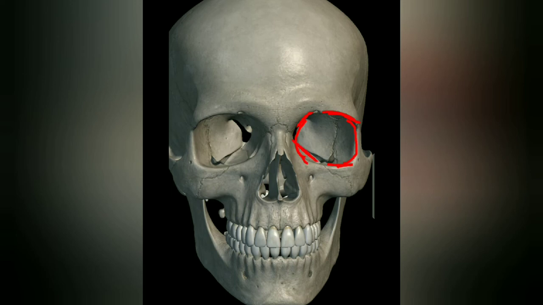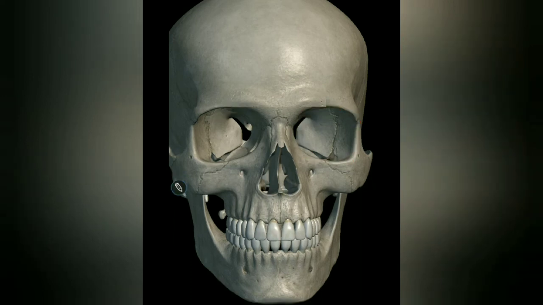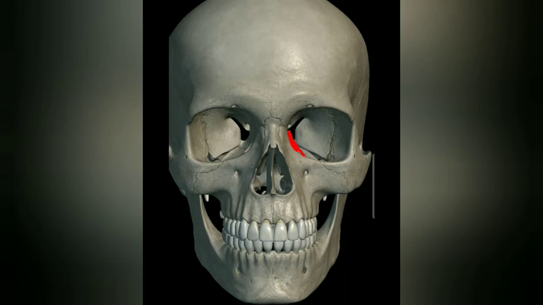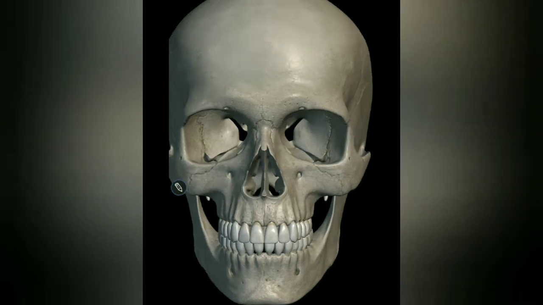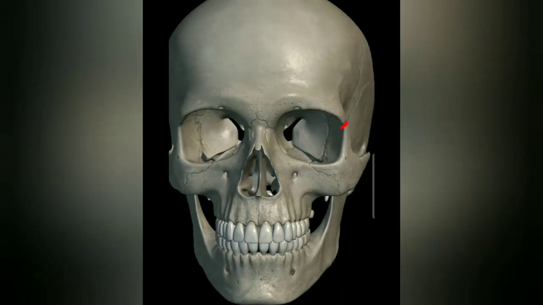The medial margin was formed by the frontal bone above, the frontal process of maxilla bone, and the lacrimal crest. The lateral margin was formed by two processes, namely the zygomatic process of the frontal bone and the frontal process of the zygomatic bone. So these two processes meet at a point known as the zygomaticofrontal suture.